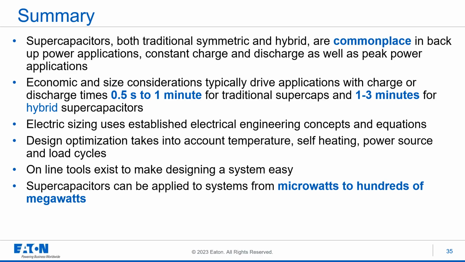Electrical design of supercapacitors uses basic electrical engineering and can take into account environmental effects. Online tools and applications engineers are available to help you with your designs, which can be from microwatts to megawatts. So let's get designing.